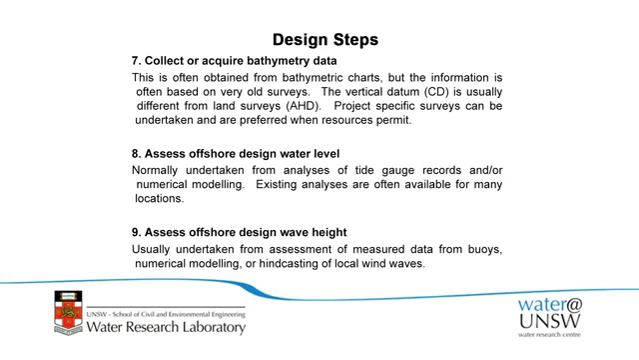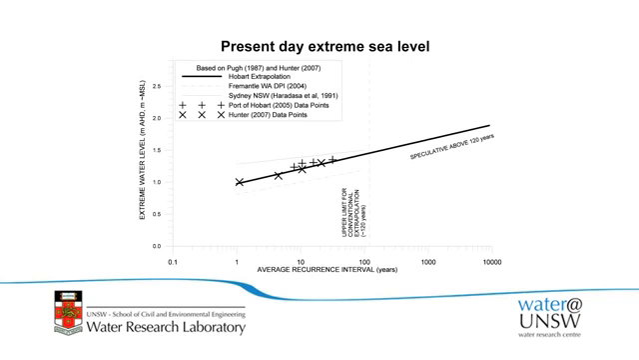When you've got all the profiles and levels, assess an offshore design water level. Normally it's taken from analysis of tide gauge records or numerical modelling. There's existing analyses for most mainland Australian locations that you can usually draw upon, but some sites you might need specific studies. I've got some examples of that. So work out what the extreme water level you need to design for is, and then also an offshore design wave height. Again, usually undertaken from measured data of wave buoys, but sometimes some numerical modelling is needed as well. Here's a few examples from places around Australia.